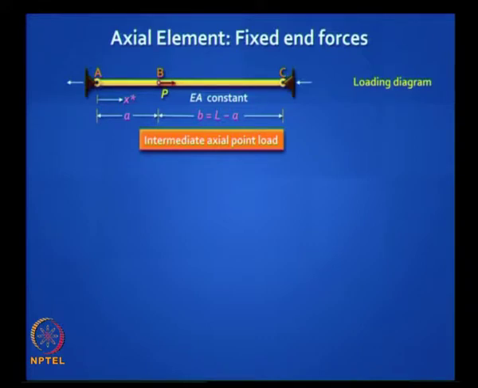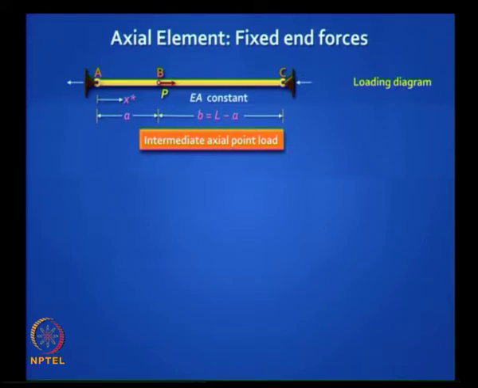Now if I have a situation like this, one of the options I have is I split it into two elements, so it still becomes a nodal load, you understand, but that is extra effort. If I still want to manage with one element, then I must have an equivalent joint load. I must pass on this load P to the two ends, right. Those are the fixed end forces, if you wish.